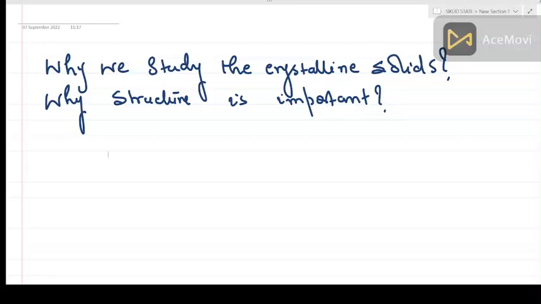So what is so special about the crystalline structures or the crystalline solids? Is it only that they have a very good shape and they look good and they have a shine on them like gemstones? It is not so. The crystalline solids are of special interest because of the semiconductor devices.